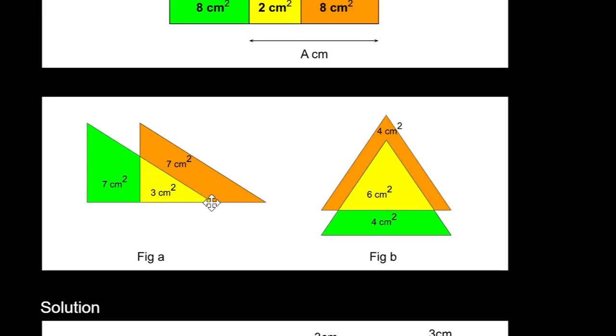So if we have two identical triangles, let's say of 10 centimeters square each, this is one triangle, 7 plus 3 is 10. This is the other identical triangle, 7 plus 3 is 10. If both triangles have an overlap of 3 centimeters square, you would realize that the unoverlapped area is 7 centimeters square and this part is also 7 centimeters square.